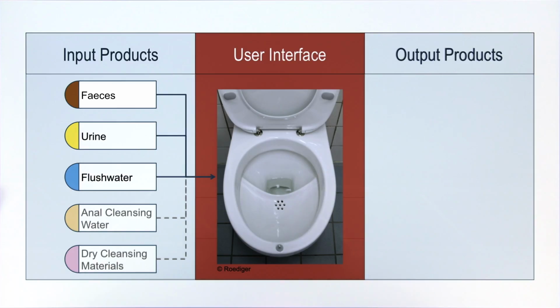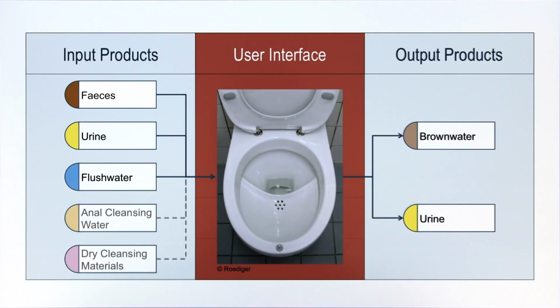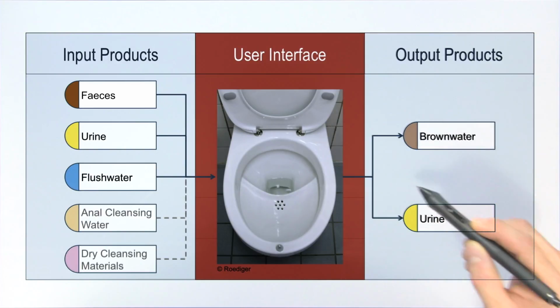The urine-diverting flush toilet has again the same inputs as a pour flush system or a cistern flush toilet: feces, urine, flush water, anal cleansing water, and dry cleansing materials. However, the urine is not mixed with the other products, but separately collected. The resulting urine-free product, which is flushed away, is therefore called brown water.